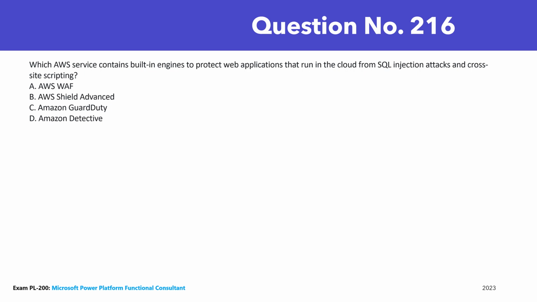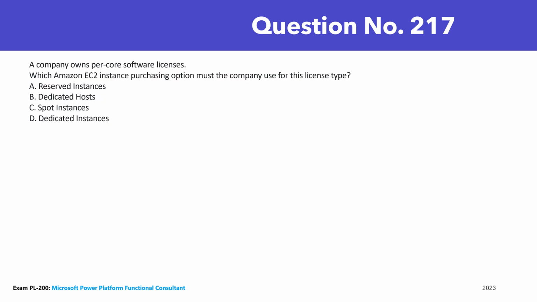Which AWS service contains built-in engines to protect web applications that run in the cloud from SQL injection attacks and cross-site scripting? A. AWS WAF. B. AWS Shield Advanced. C. Amazon GuardDuty. D. Amazon Detective. Correct answer, A.